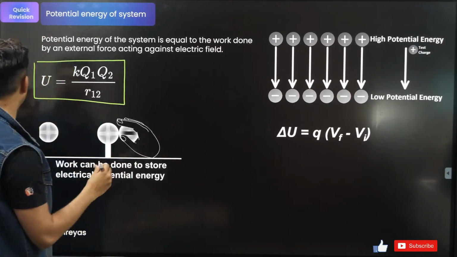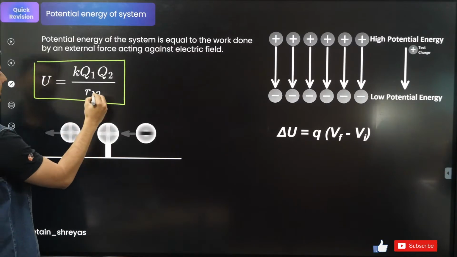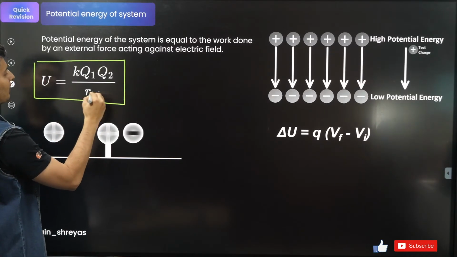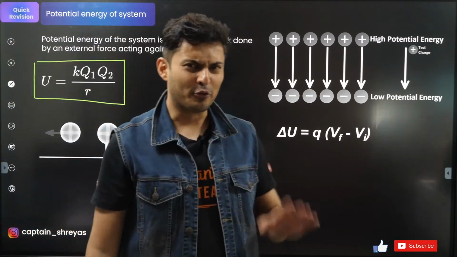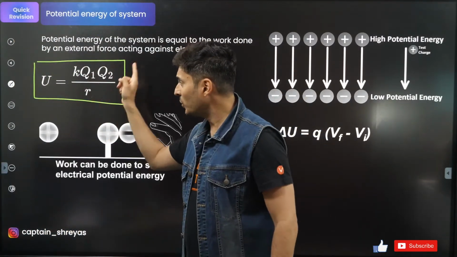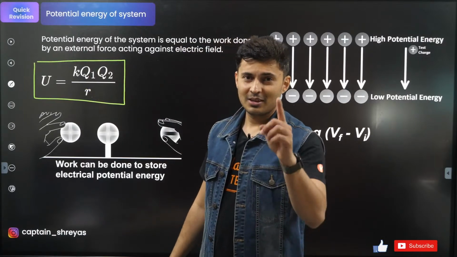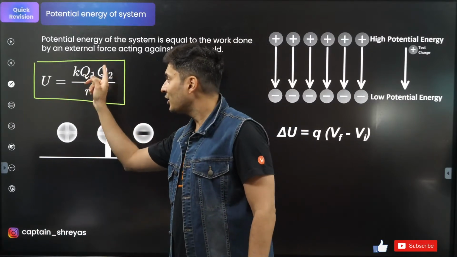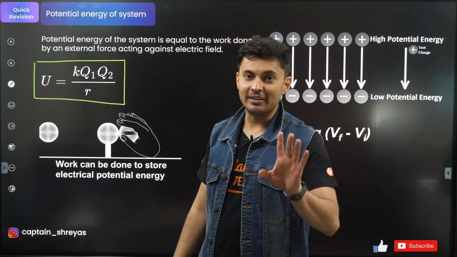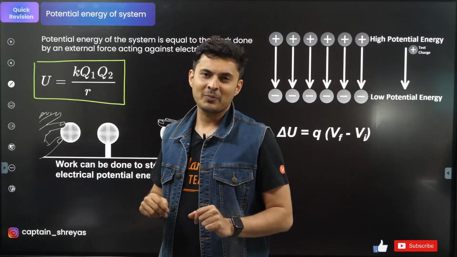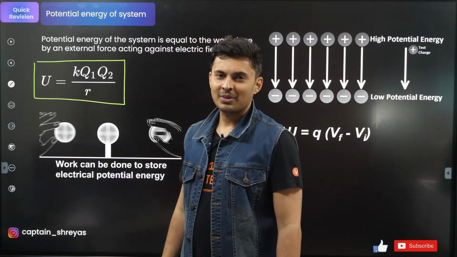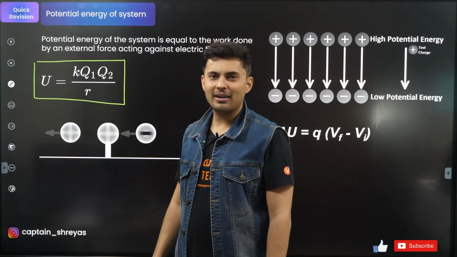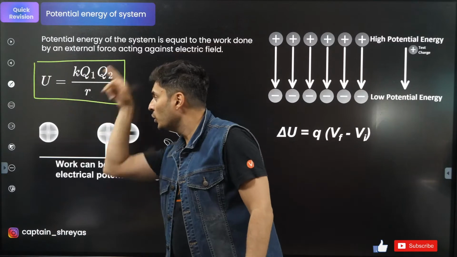If you don't like this R1,2 and all that, it's okay. It's just the distance between them. So if you now compare all the formulas that you have learned, force was KQQ divided by R square. Field was KQ by R square. Potential or energy, they do not have R square. If it is potential, it is KQ by R. If it is energy, it is KQQ by R.